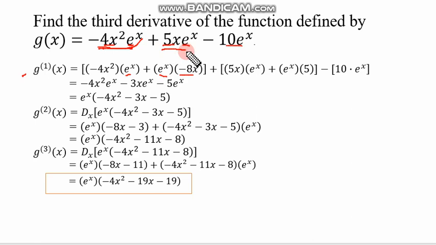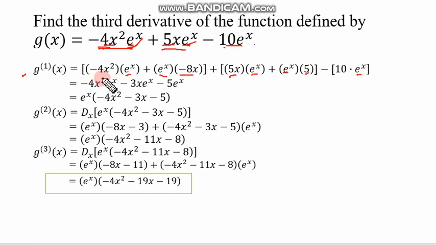We will get the derivative using the product rule, which is the first function times the derivative of the second function, e raised to the x, which is itself, plus the e raised to the x times the derivative of 5x, which is 5, minus the 10 times the derivative of the e raised to the x, which is e raised to the x itself.